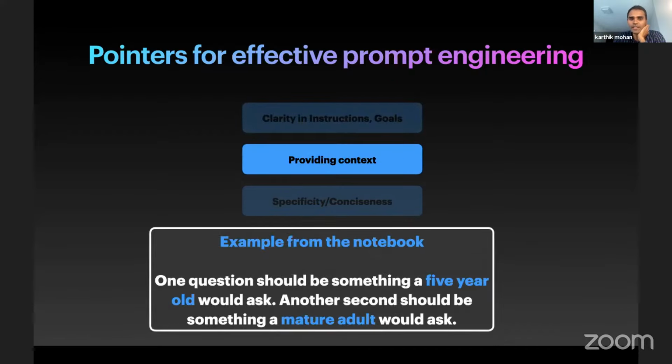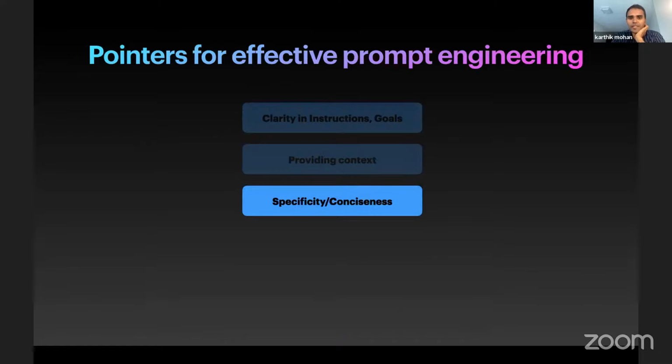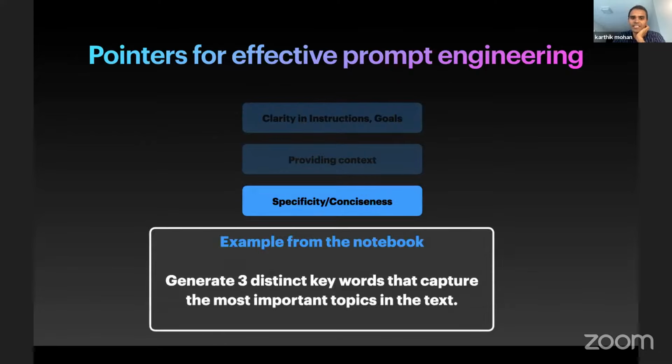Second, provide context. Example from the notebook: one question should be something a 5-year-old would ask. Another should be something a mature adult would ask. So this is giving context to shape the response you expect, and being specific and concise. Generate 3 distinct keywords that capture the most important topics in the text. Being very precise and concise also helps generate good responses.